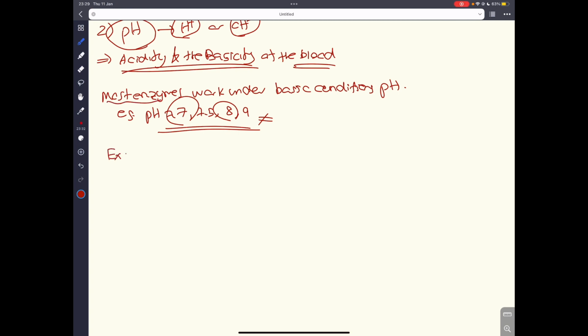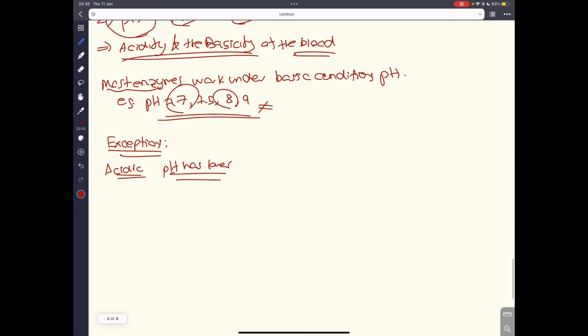Now there are exceptional cases where some enzymes actually work better in acidic conditions. Acidic conditions mean the pH has to be lower. The lower the pH, the more acidic. The higher the pH, the more alkaline or basic it is. So when pH is lower, there is one enzyme that works. This is one of the proteases that work in your digestive system.